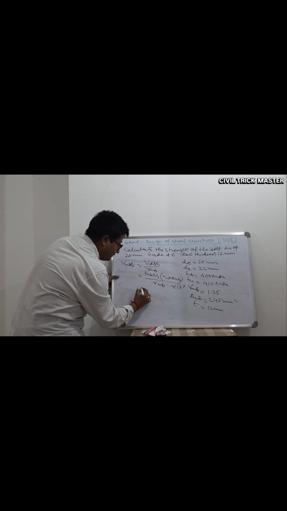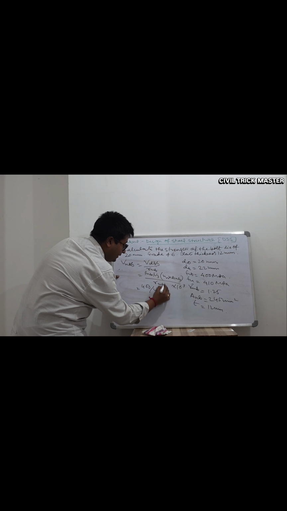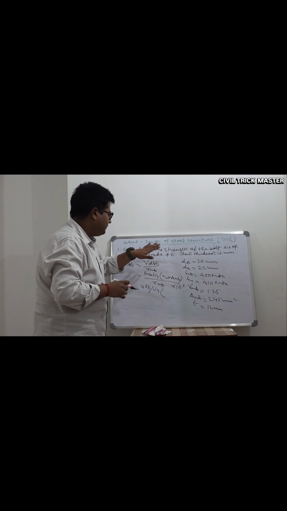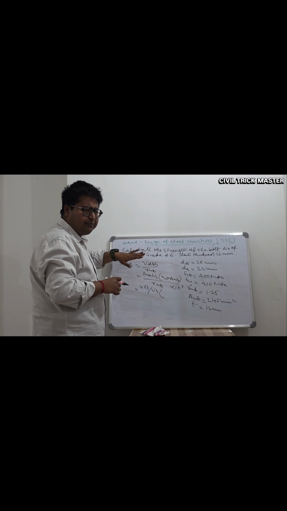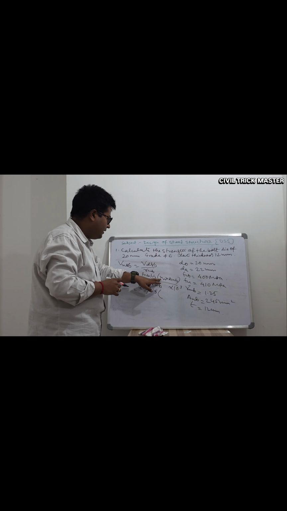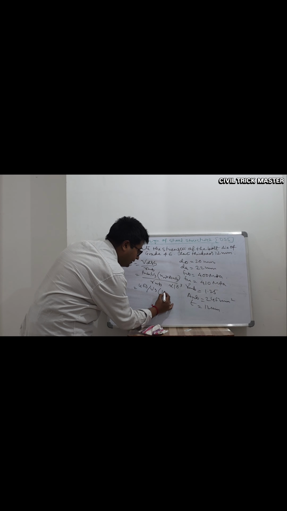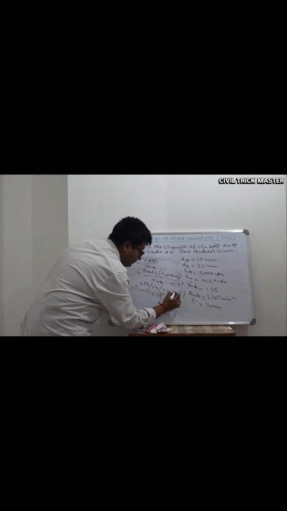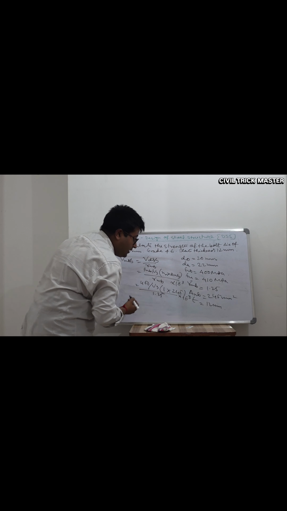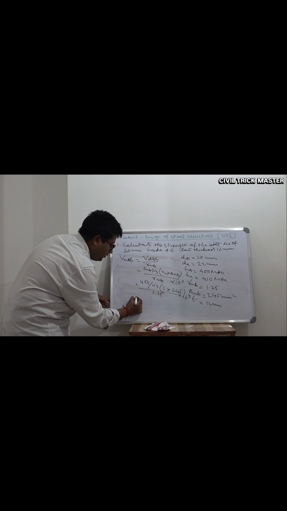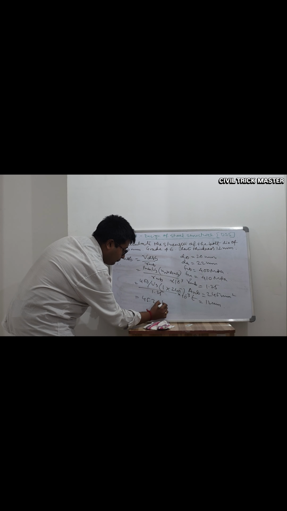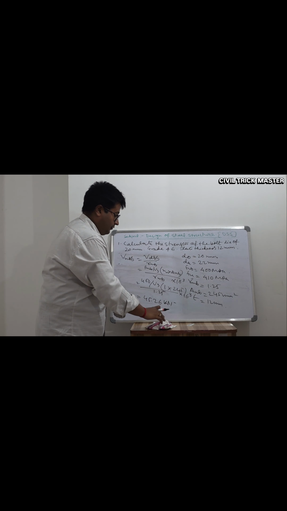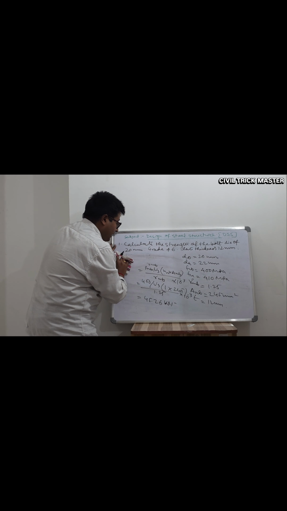Put all the values: 400 by root 3 into nn, that means the number of shear planes. In this problem, nothing is given about shear planes, that means the number of shear planes is taken as 1. Anb is 245, by 1.25 into 10 to the power minus 3. After calculating all those things, you will get the value 45.26 kilonewton. Step 2 is complete.